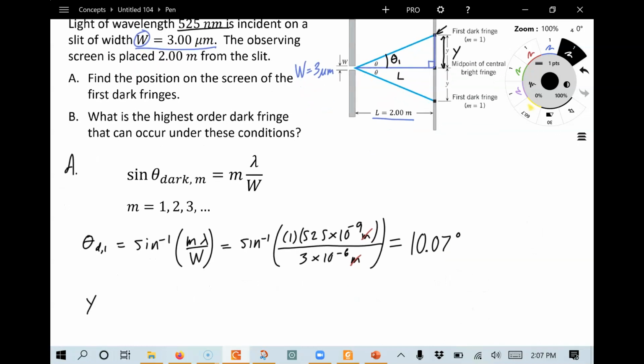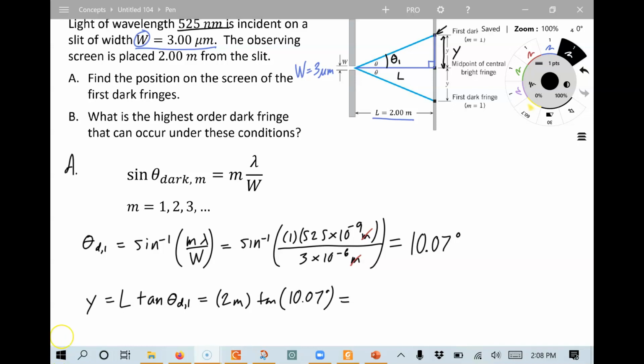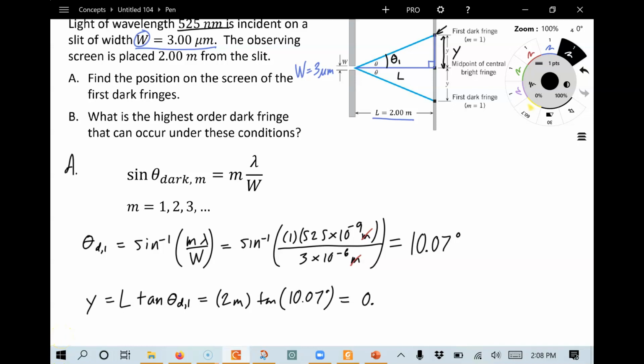So Y is going to be equal to L times tangent of theta dark 1, which means that's equal to 2 meters multiplied by tangent of 10.07 degrees, which is equal to 0.355 meters. And that's our Y dark 1.